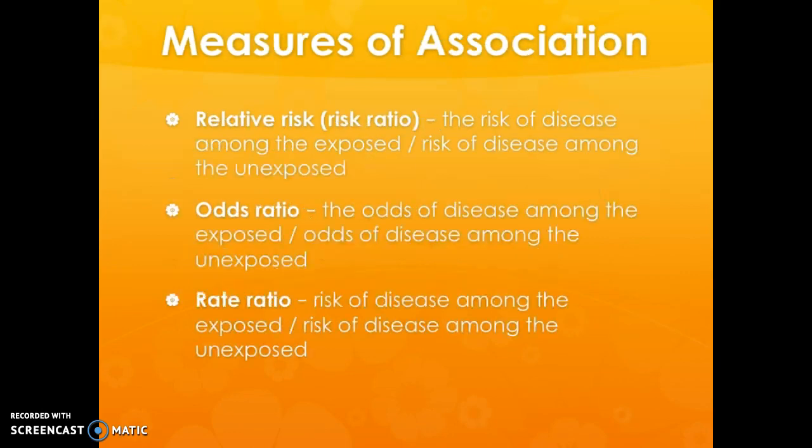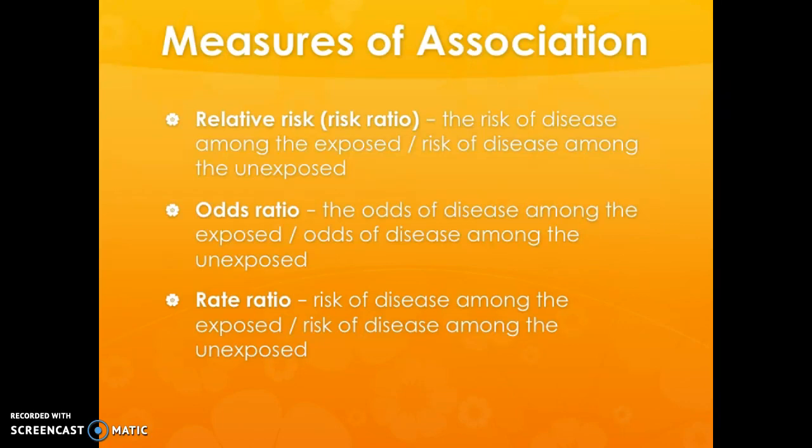So the measures of association now. We have relative risk, the odds ratio, and the rate ratio. The relative risk is the risk of disease among the exposed over the risk of disease among the unexposed. And that's taking the two risks calculated before, with exposed divided by unexposed, and you get the ratio of two risks. Then we have the odds ratio, which is the odds of disease among the exposed over the odds of disease among the unexposed. So that's once again taking the two odds used before, and it's exposed over unexposed.